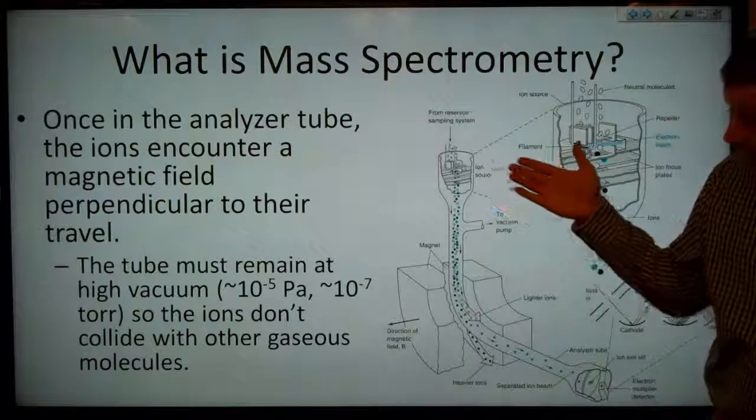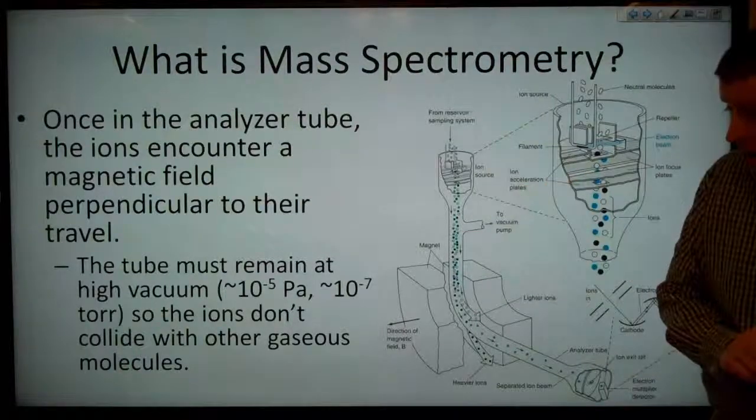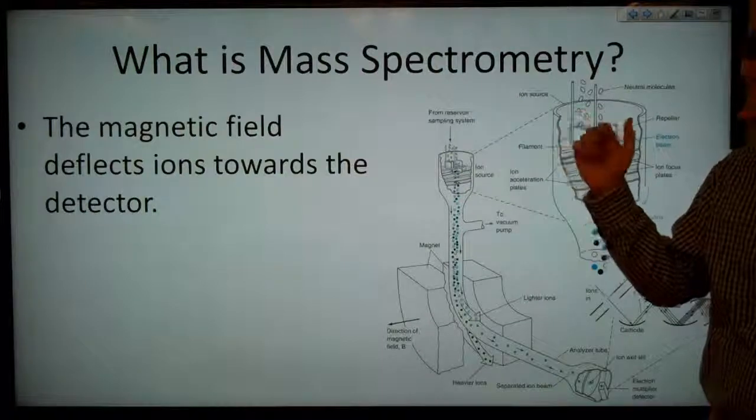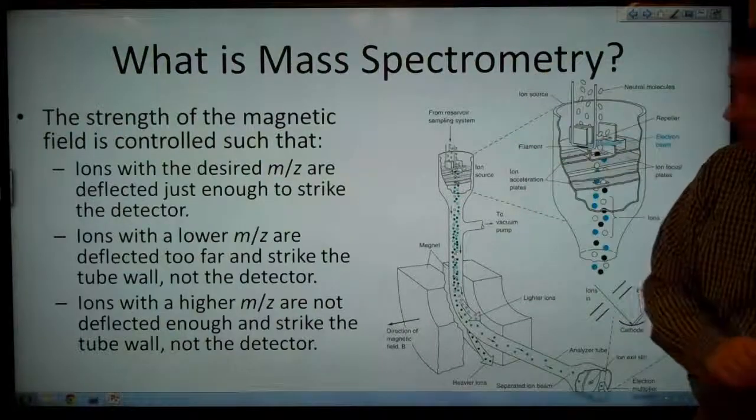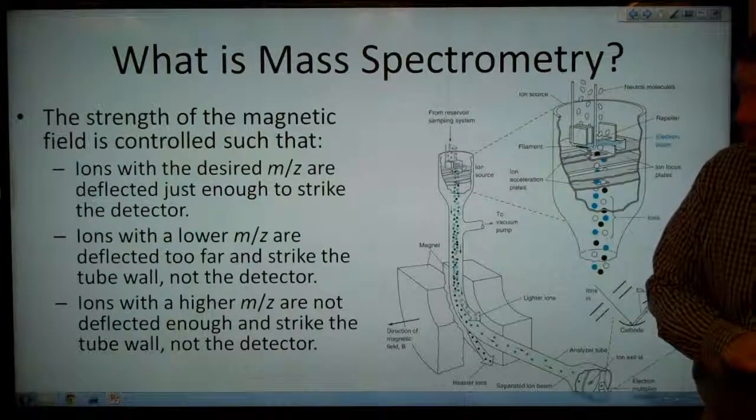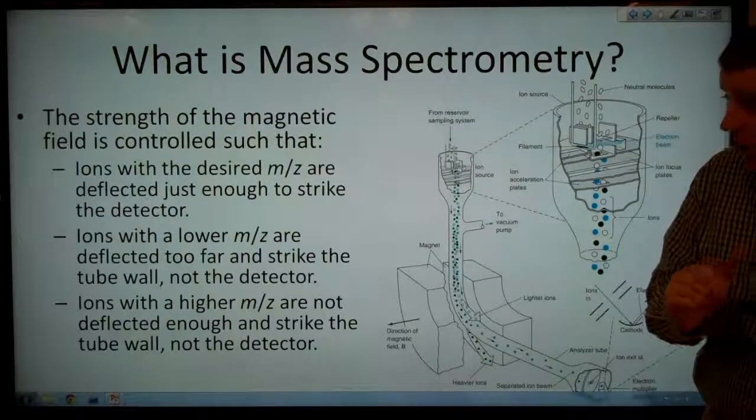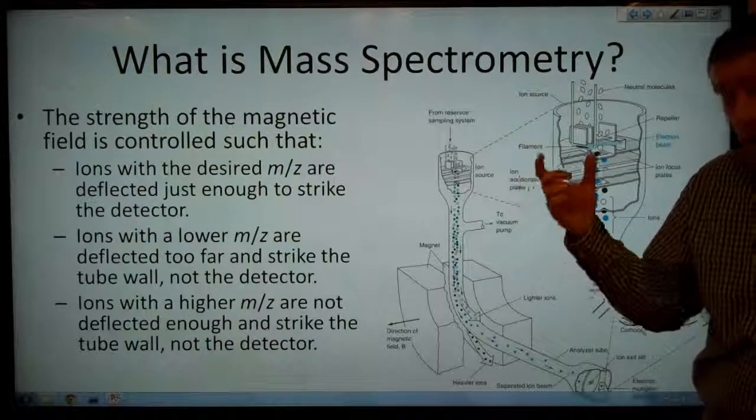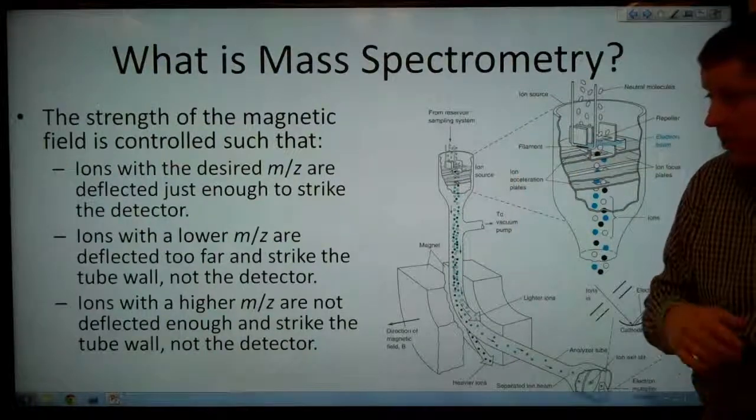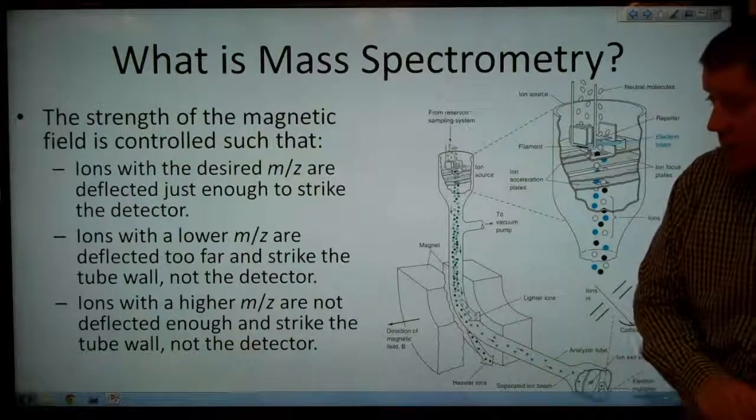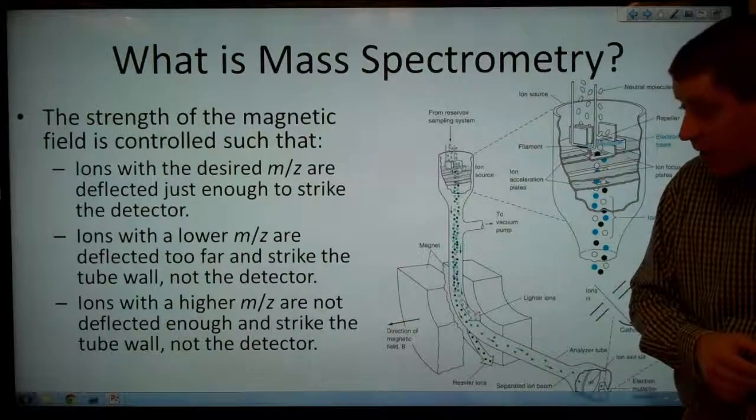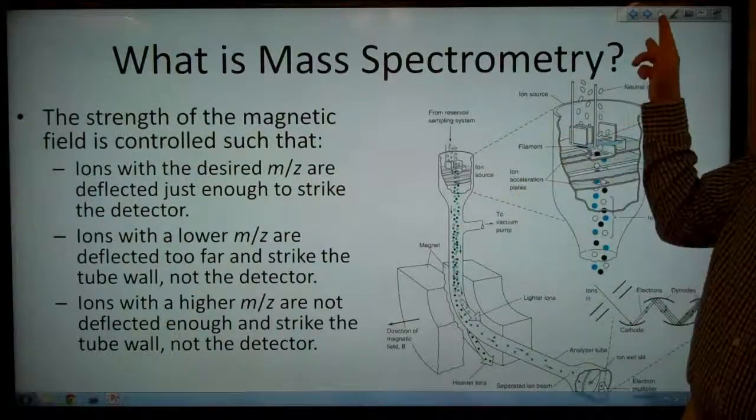In order that the ions don't interact with each other, the magnetic field then deflects the ions towards our detector over here, and we control the strength of the magnetic field such that the ions with our desired mass-to-charge ratio are deflected just enough to strike the detector, and ions with a lower mass-to-charge ratio are deflected too far and strike the tube wall, not our detector. Ions with a higher mass-to-charge ratio are not deflected far enough and strike the tube wall, not our detector.